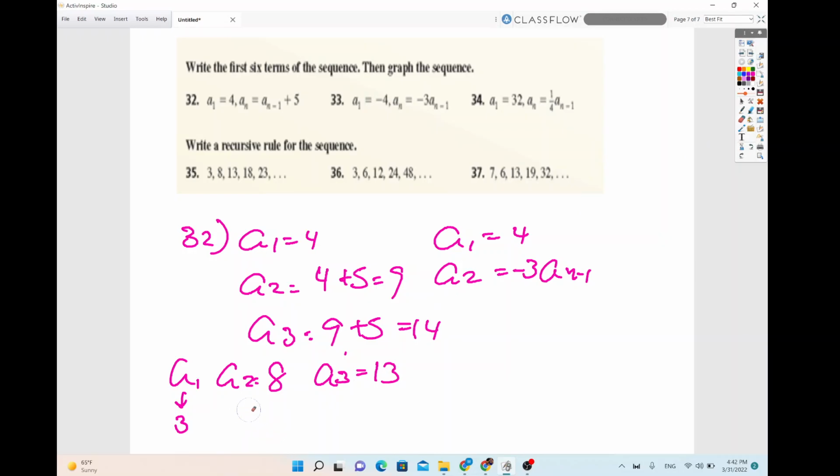Okay, so this one to write the recursive formula. So then that'll be a sub n. So that equals a sub n minus 1, plus 3. But the next one here would be plus 5. Let's put it this way. So to go from 3 to 8, we need to add 5. From 8 to 13, we also need to add 5. So this one will be a sub n minus 1 plus 5.